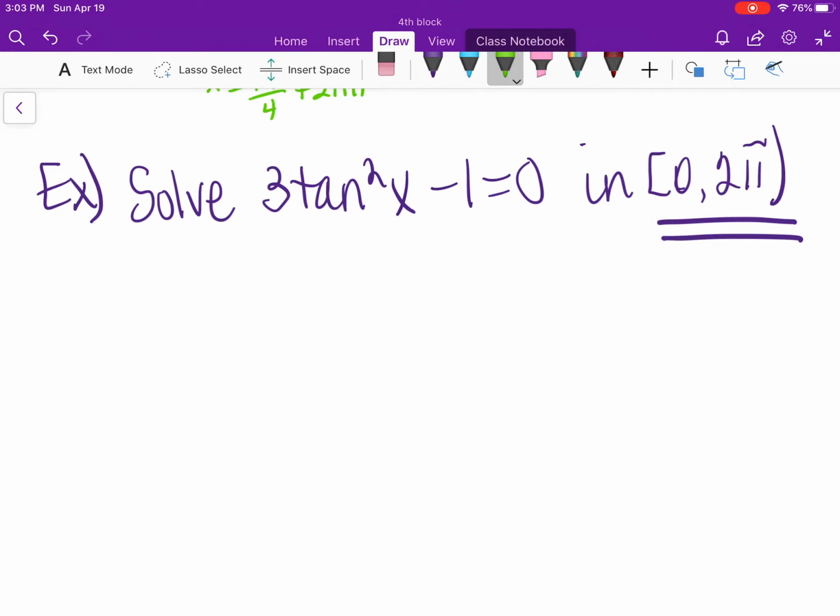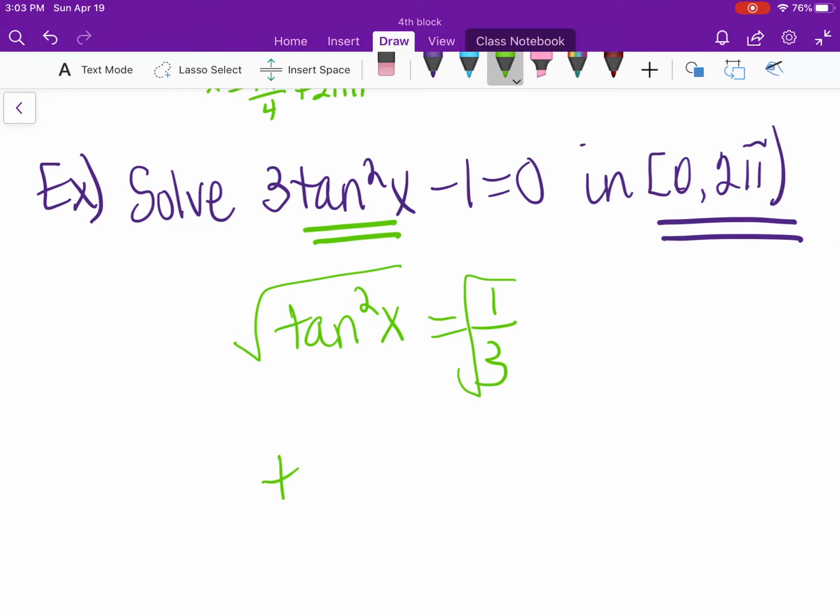Now, same idea on this one. We want to get the trig function by itself first. So I'm going to solve for tangent. That means I would add 1 and then divide by 3. So tangent squared x is equal to 1/3. Okay, then to just solve for tangent, since it's squared, I need to take the square root of both sides. Now, if you'll remember, when we square root both sides, we have to put our plus or minus. And then this is going to be 1 over radical 3, which actually rationalizes out to radical 3 over 3.